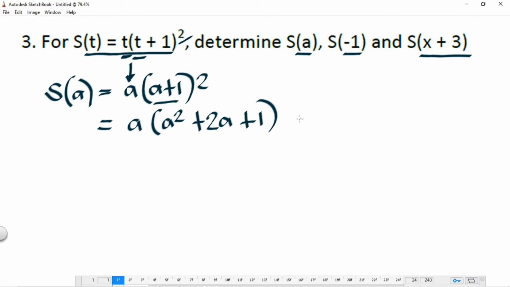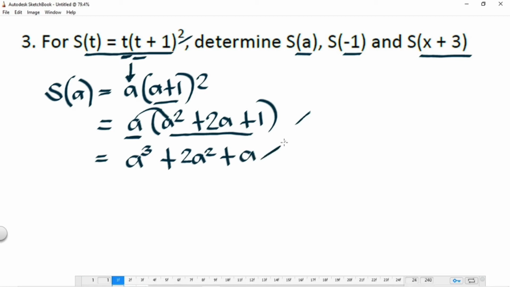This can be your correct answer, or we can also use this distributive property, wherein we are going to multiply letter A to all of the terms inside this parenthesis. A multiplied by a raised to 2 is equal to a raised to 3 plus a times 2a is equal to 2a raised to 2, and finally a times 1 is equal to a. This can be your another final answer.